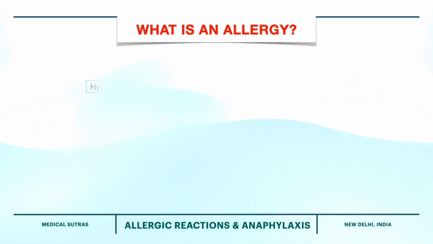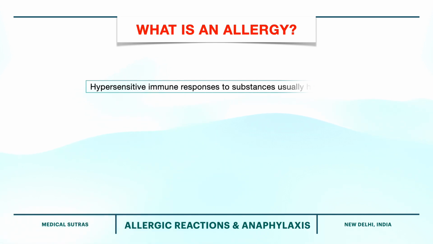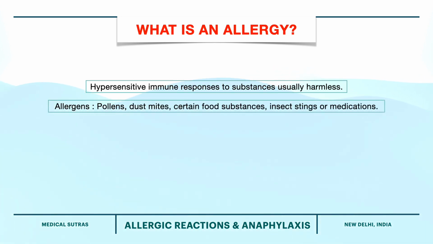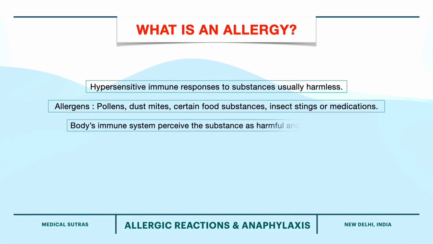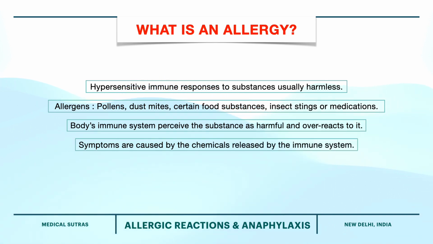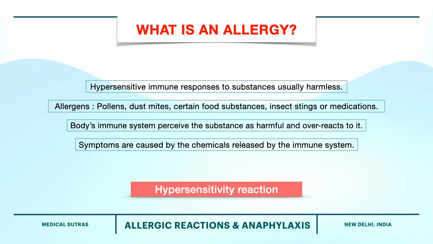Allergy is a hypersensitive immune response to substances that are usually harmless. These substances, known as allergens, can be pollens, dust mites, certain foods, insect stings, or medications. An allergy occurs when the body's immune system sees a substance as harmful and overreacts to it by releasing chemicals. Hence, it is also known as hypersensitivity reaction.